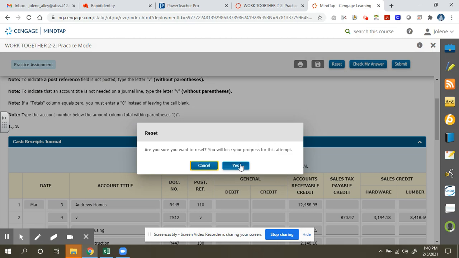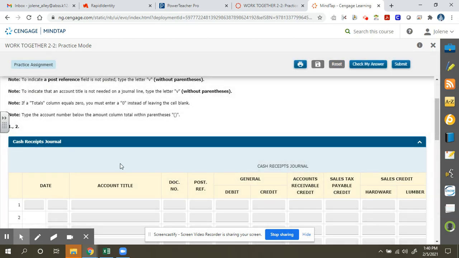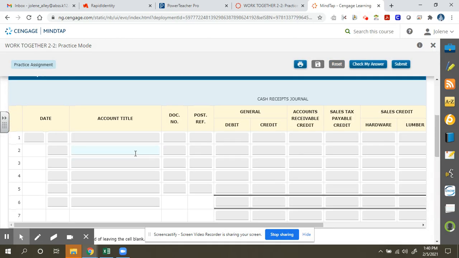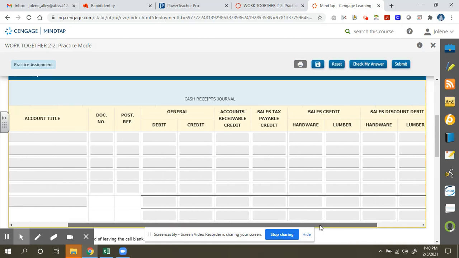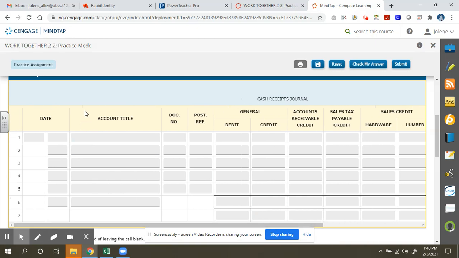Let me take my answers out from where I did it in class. Okay, so it tells us that Columbus Hardware has two departments, hardware and lumber, and the company offers credit terms of 2-10 net 30. Page 5 of the cash receipts journal. So this is the cash receipts journal, so we've got to put a 5 up here.